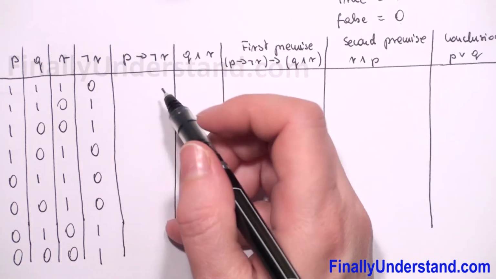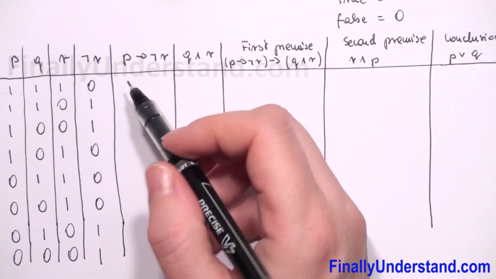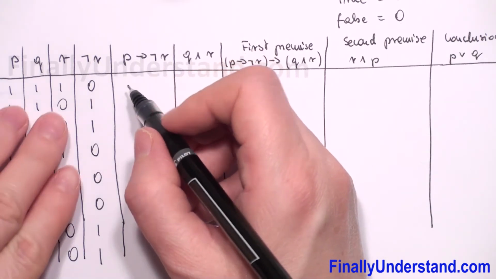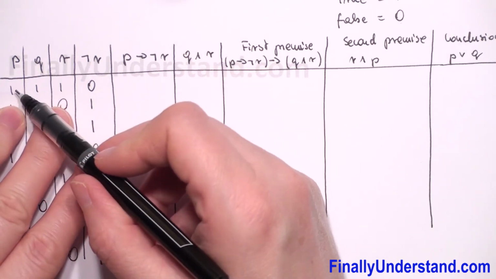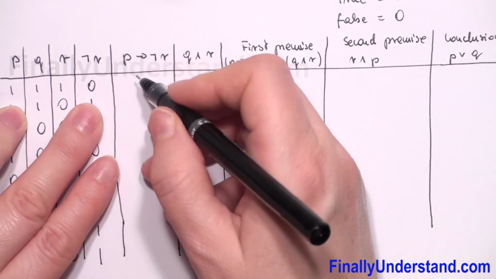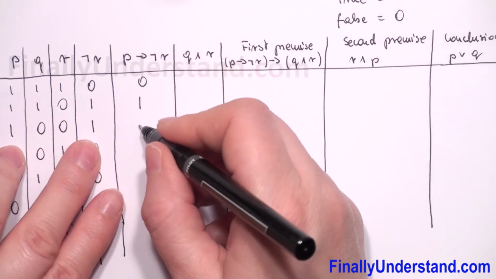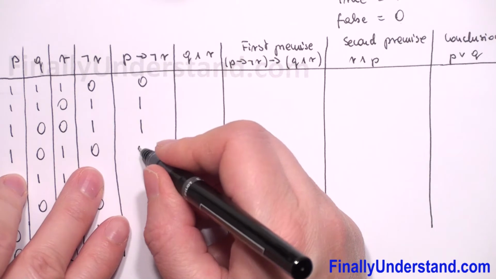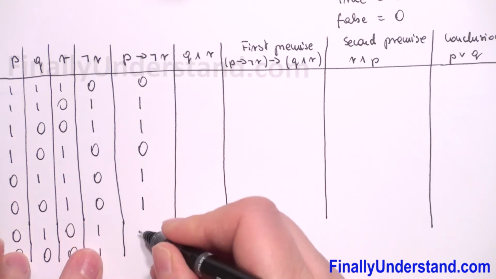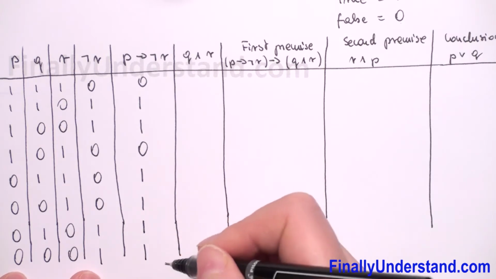Next we have a conditional statement, and we know that a conditional statement is false only when true implies false. So we have to look first in the first column and in the fourth. So we have 1 implies false, so this is false. 1 implies 1, so this is 1, 1. 1 implies false, so this is false. 0 implies 0, so this is true, true. 0 implies true, so this is true, and 0 implies true, so this is 1.